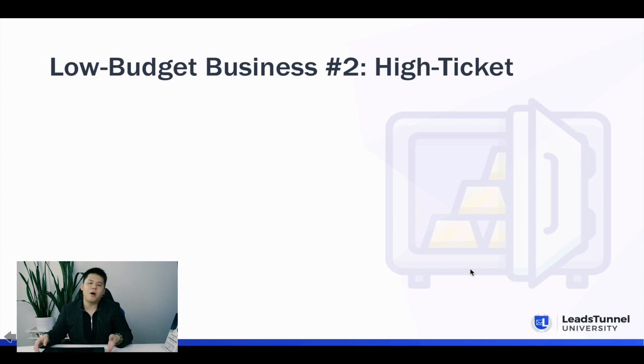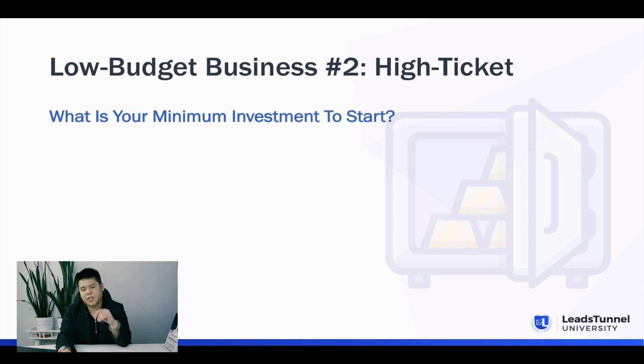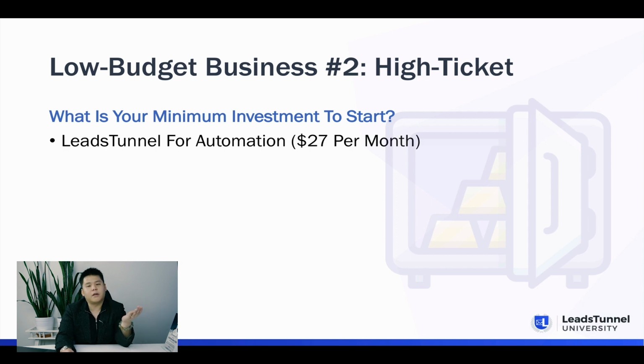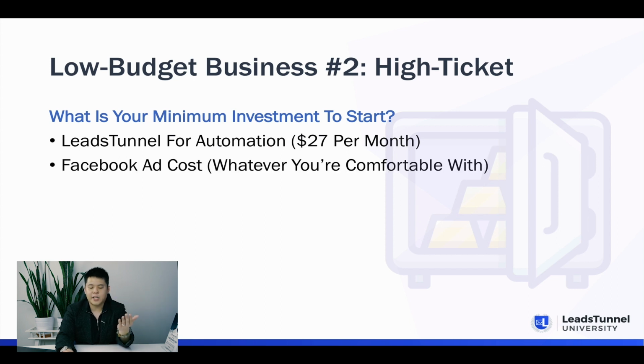Now, with business model number 2, here's what it will cost you, the minimum investment to start. First of all, you need LeadsTunnel for automation, to automate the process and notify your friend, your client, that the lead came through and they can contact them right away. Again, around $27. Facebook ad costs: once again, whatever you're comfortable with. You're just sending leads to them. They're not obligated to send. You're not attached to anything.